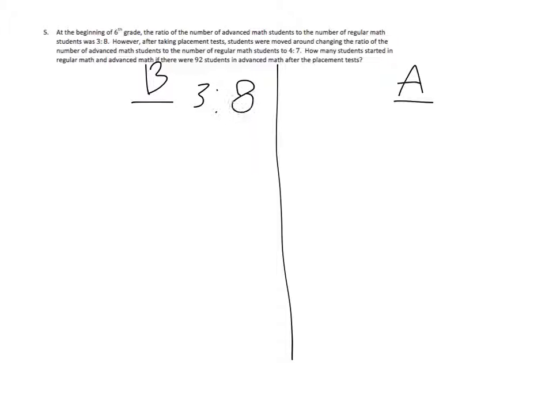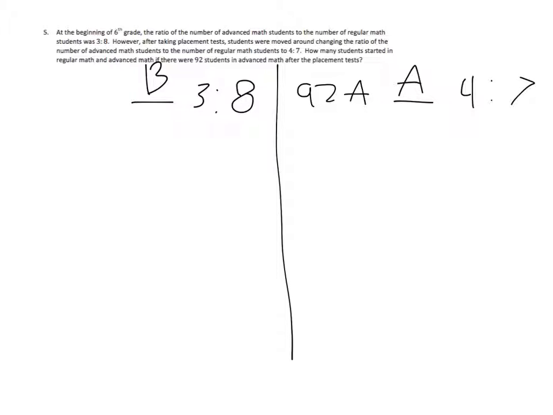Well, again, we have 2 sections here. We have before the placement test and after. We'll represent those with a B and an A. The ratio before was 3 to 8, 3 advanced math students and 8 regular math students. But after the test, that changed, and we went to 4 advanced math students to every 7 in regular math. Now we have to look for our extra information to help us out. Here the extra information is 92 students in advanced math. So we had 92 in advanced math after the placement test.